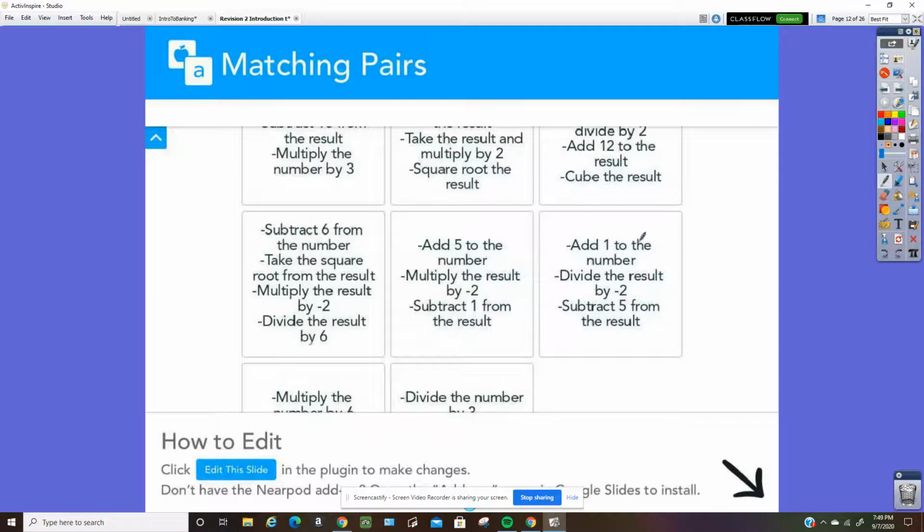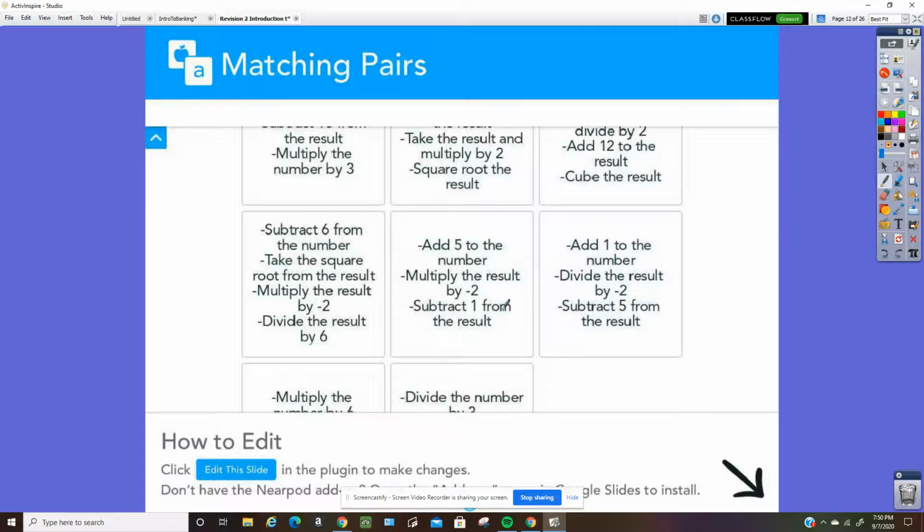All right, and then you had to match these pairs up here. Can't see them all, so I'll just do this one in the middle here, since I can see this one. So add 5 to the number, multiply the result by -2, and then subtract 1 from the result. So that matches up with this one here.